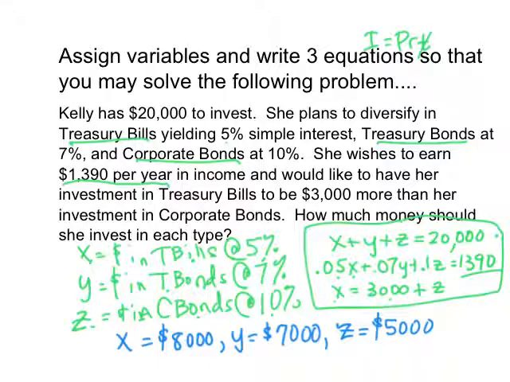And there's your answer. It turns out that she's going to invest $8,000 in treasury bills, $7,000 in treasury bonds, and $5,000 in corporate bonds.